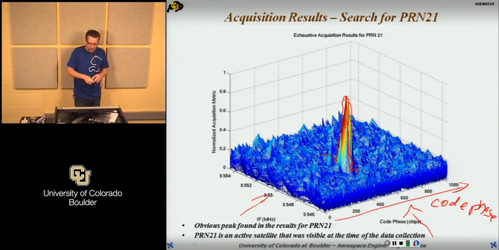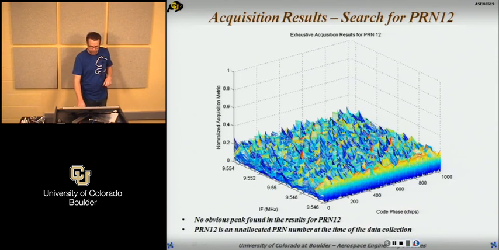And this is basically what acquisition does. It searches this space of code phase and carrier frequency, and we try to find this signal. Try to look for PRN12. At the time of that data collection, it was unallocated, so there was no satellite that had PRN12. So we are 100% sure that at that time it was not transmitting, and we couldn't find it in the data set, right? Here it just looks like noise. And this was a couple of years ago. PRN12 is now allocated again.